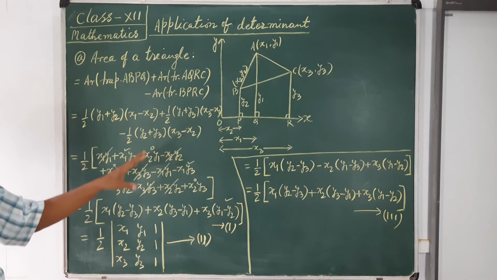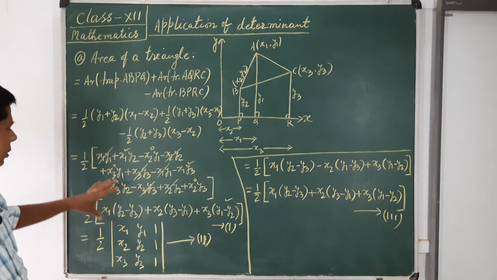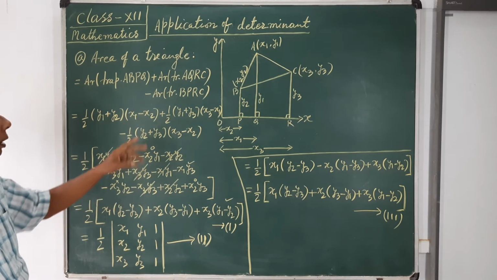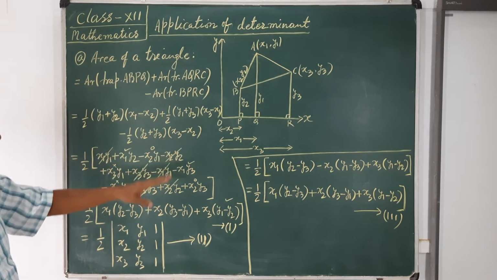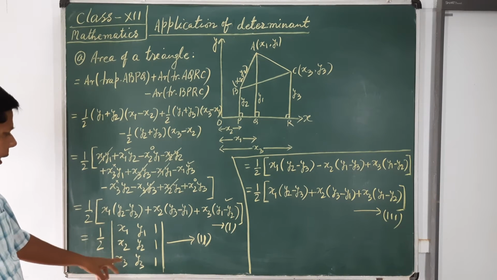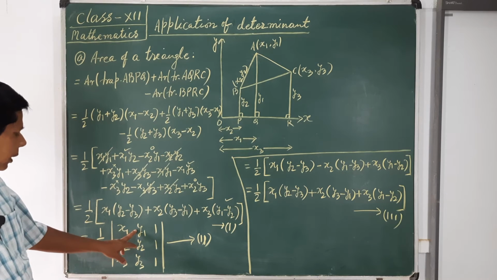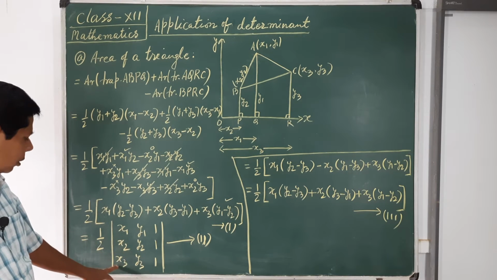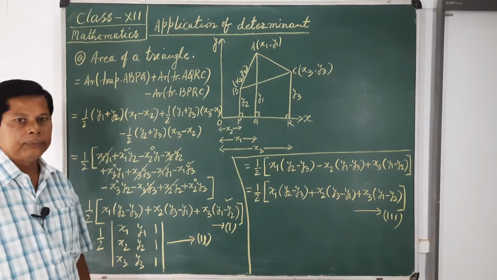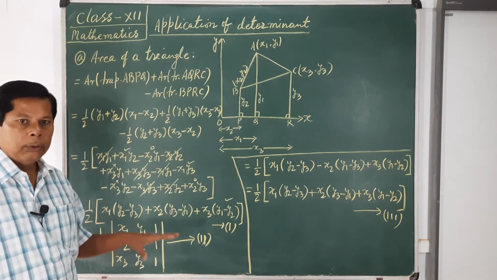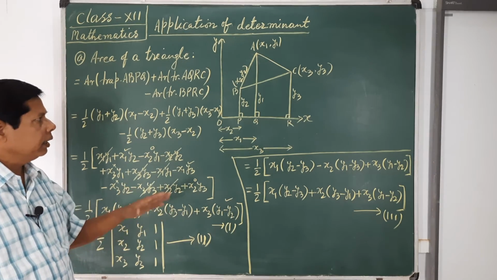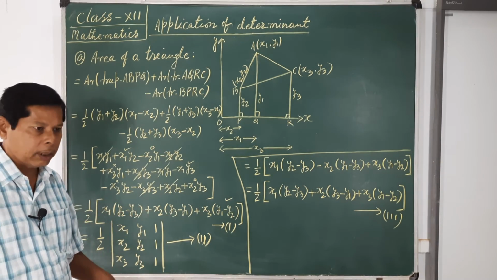So, in the course of finding the area of a triangle, instead of using this particular formula, directly we shall write: if the coordinates of the vertices are given, the area of the triangle is equal to half the determinant of the coordinates of A, coordinates of B, coordinates of C, and the third column will be 1, 1, 1. So, this will be used in finding the area of a quadrilateral as well.